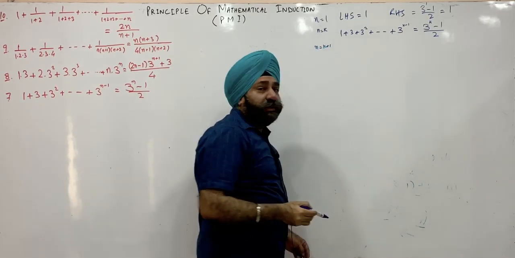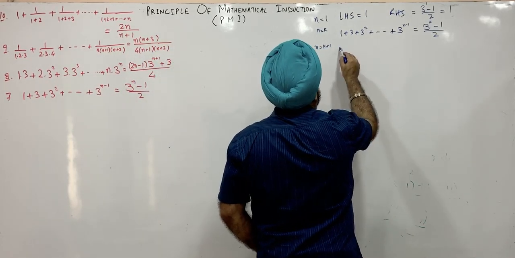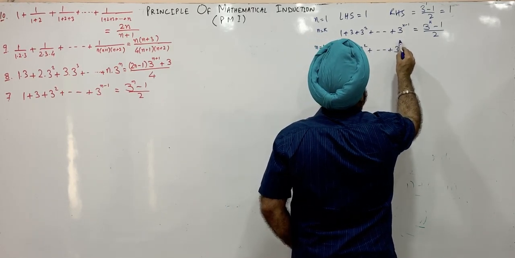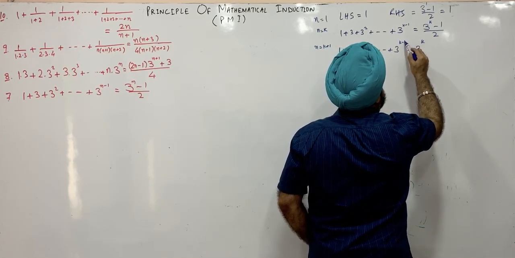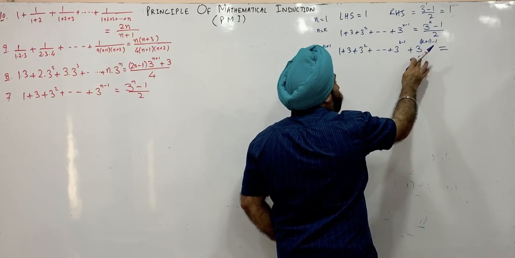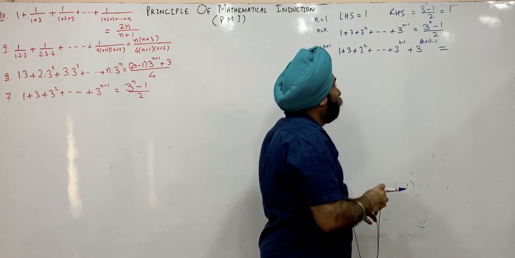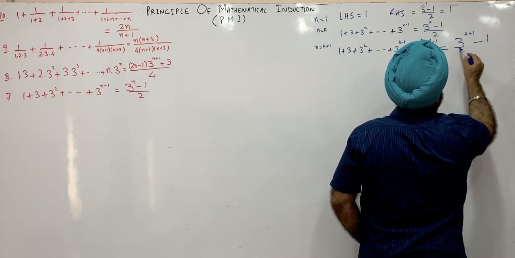Then we have to prove the result true for n is equal to k plus 1. We have to prove 1 plus 3 square, up to 3 raised per k minus 1, plus 3 raised per k plus 1 minus 1. This is the k plus first term, and this is the sum of k terms. We have to prove this is equal to 3 raised per k plus 1 minus 1 upon 2.